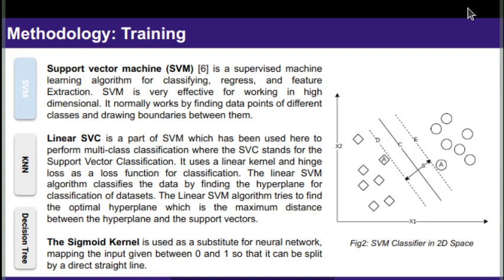The approaches we have applied in this work are the most popular and efficient machine learning algorithms. One of them is SVM, a supervised machine learning algorithm used for classification, regression tasks, and feature extraction. We have applied two kernels in this model. One is linear, which tries to find the optimal hyperplane, the one with the maximum distance between the hyperplane and the support vectors. The other is the sigmoid kernel, which is used as a substitute for a neural network, mapping the input between 0 and 1 so that it can be split by a straight line.